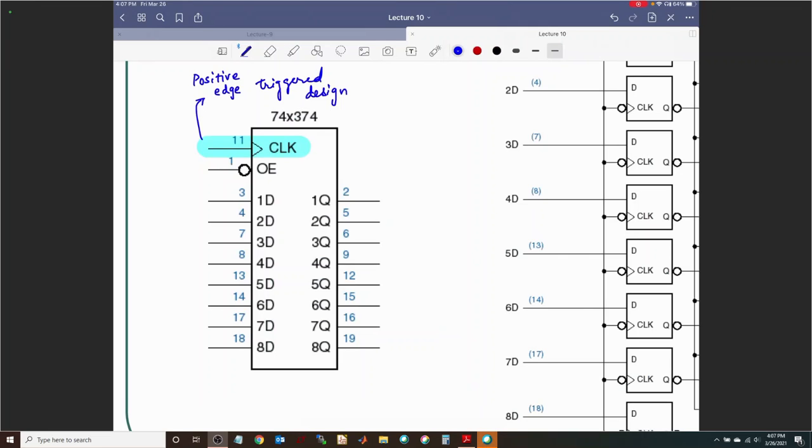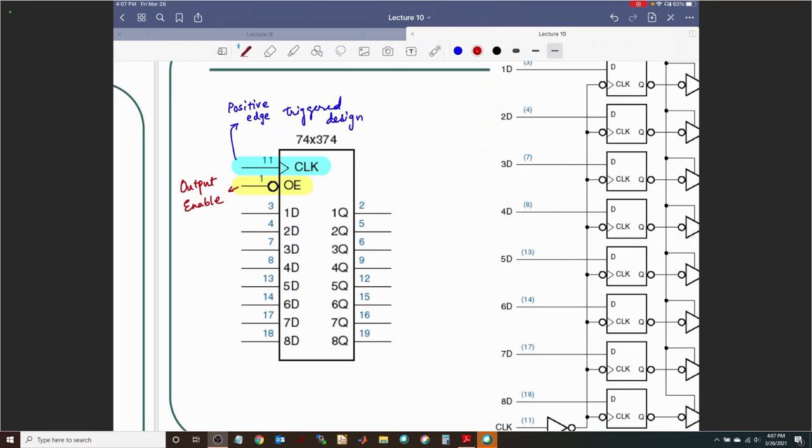What does OE stand for? Output enabled. That's right.